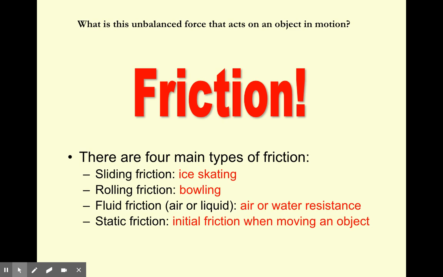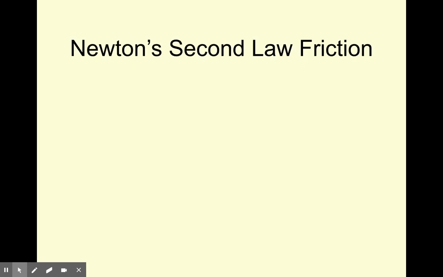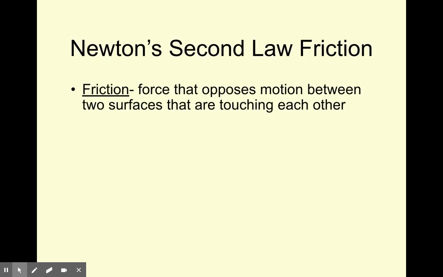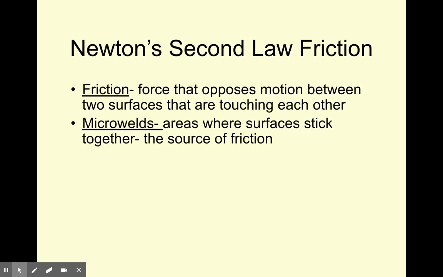Static friction is why things don't just slide off the table or your butt slides out of a chair, because of this whole idea of static friction. Newton's second law with friction. Friction, forces that oppose motion between 2 surfaces that are touching. If the surfaces aren't touching, there cannot be friction. Microwelds. Microwelds are areas of surface that stick together. Microwelds are like little itty bitty, almost think of it like Velcro.